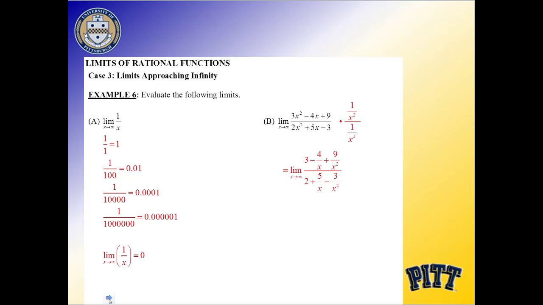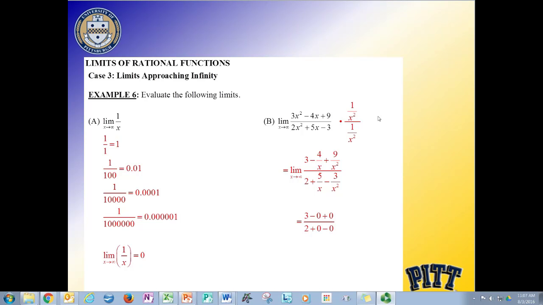But when I do that, I get 3 minus 4 over x plus 9 over x squared over 2 plus 5 over x minus 3 over x squared. Now that I have a bunch of fractions over some power of x, as x approaches infinity, each one of those becomes 0. So, in this instance here, as x approaches infinity, the 4 over x, the 9 over x squared, the 5 over x, and the 3 over x squared all became zeros.